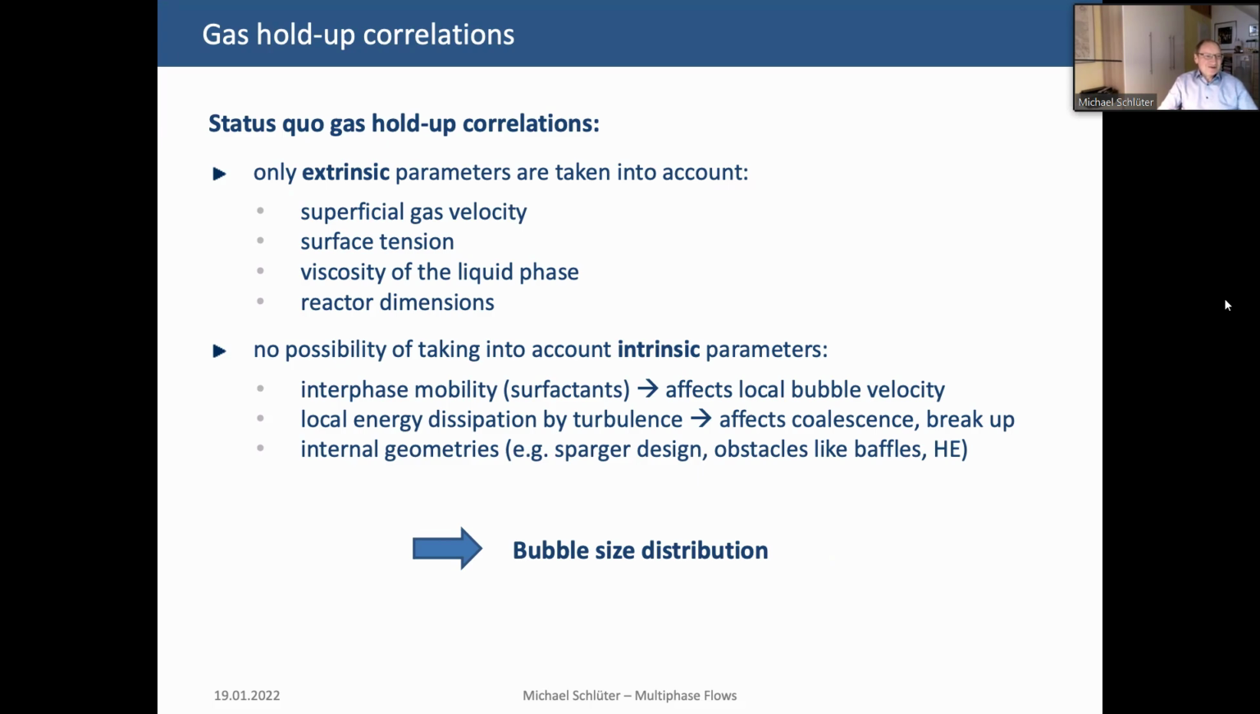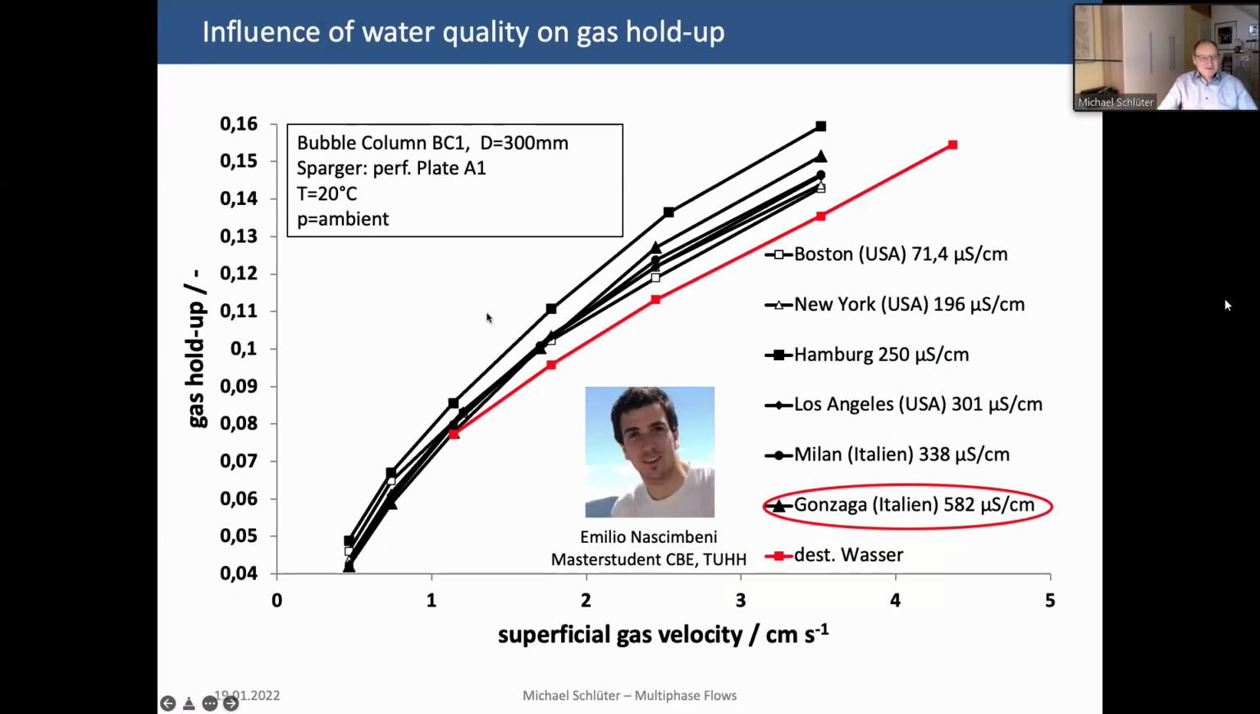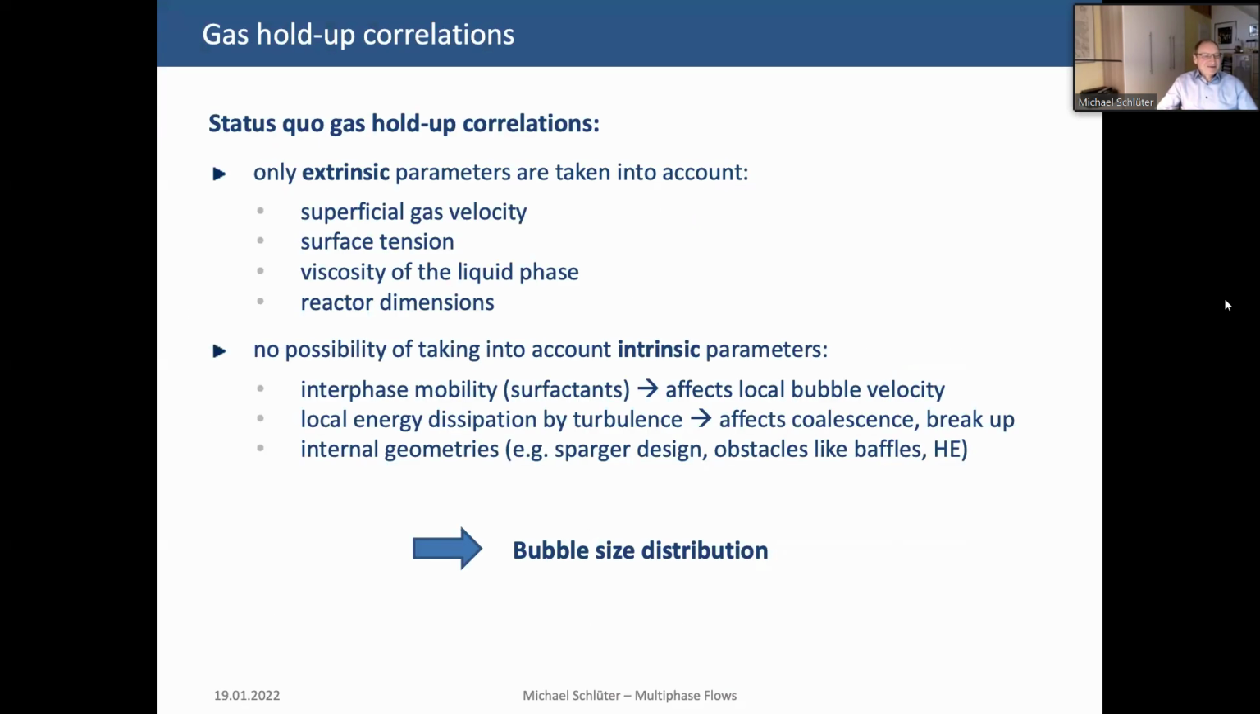The problem is that only extrinsic parameters are taken into account for the correlation. So we have only the superficial gas velocity that is used, surface tension, viscosity of the liquid phase, the reactor dimensions, and we have unfortunately no possibility so far to take into account so-called intrinsic parameters. So parameters that are inside of our system, like the interface mobility. One problem is if we have surfactants, then these surfactants affect the interface mobility and the local bubble velocity.